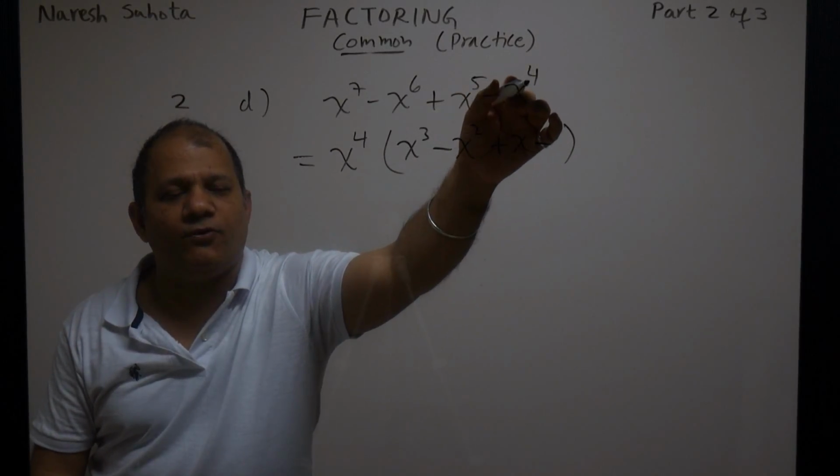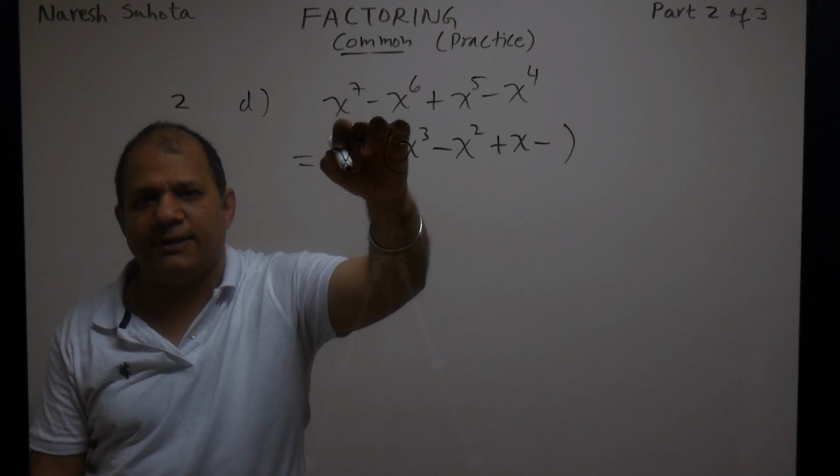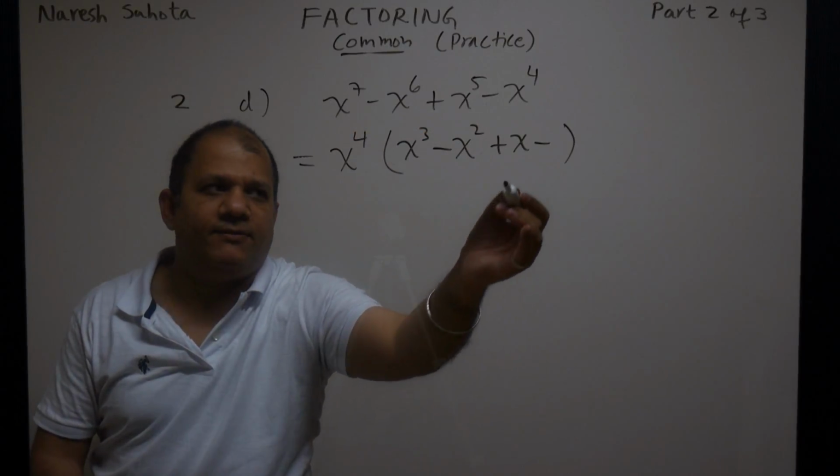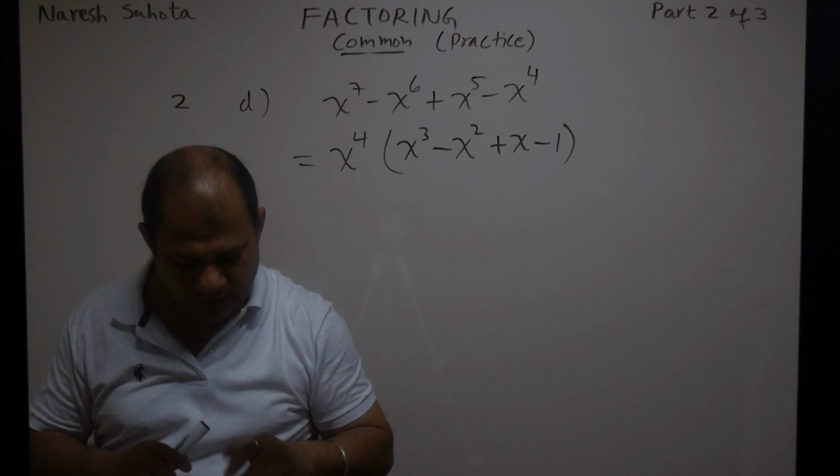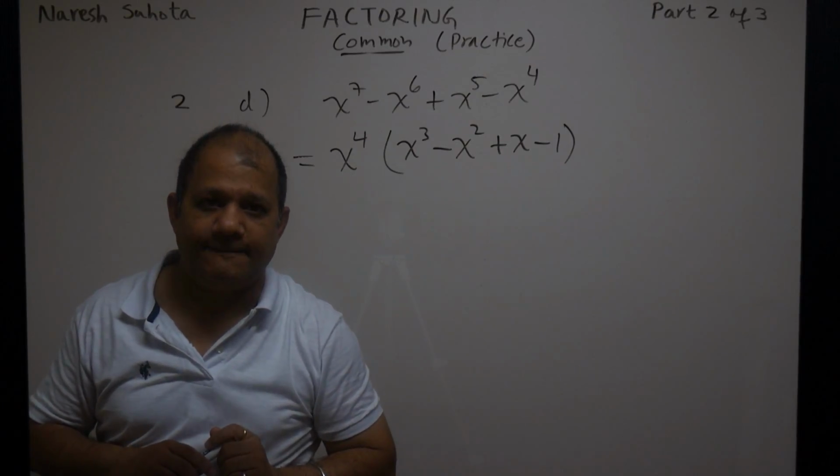So from x to the 4, I've already pulled out a factor of x to the 4, then the remaining factor has to be a 1. So that's the answer there. Okay.